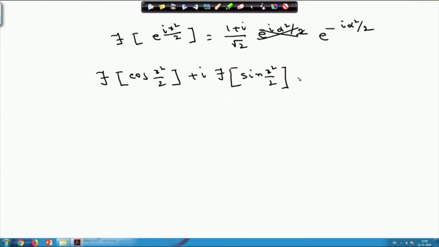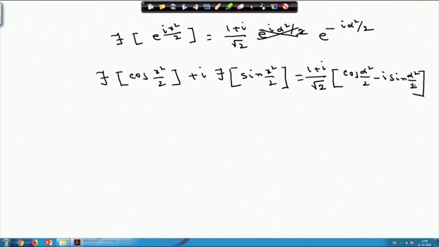So, e power i x square by 2 I am breaking it into cos x square by 2 plus i sin x square by 2, and similarly here also I can write down 1 plus i by root 2 into this, which is also cos of alpha square by 2 minus i into sin of alpha square by 2.